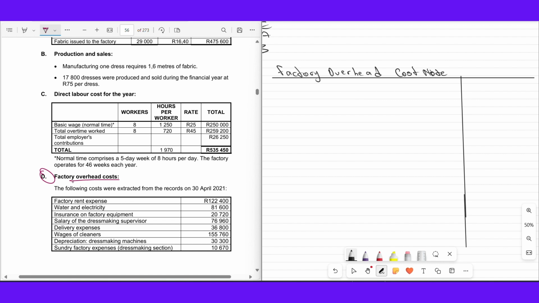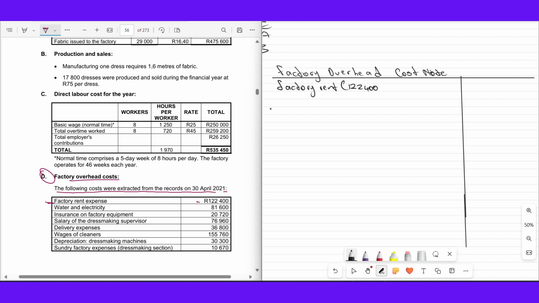So as they said, we should refer to information D. They are saying the following costs were extracted from the records on 30 April 2021. So number one, we have factory rent expense, right? So we are going to record it. You can just write factory rent. So you open your bracket. It is very important. We have 122,400.